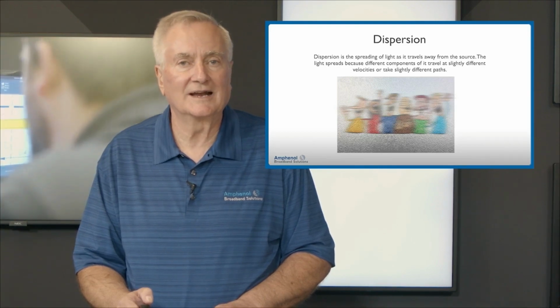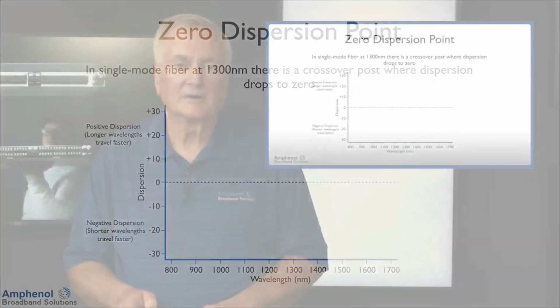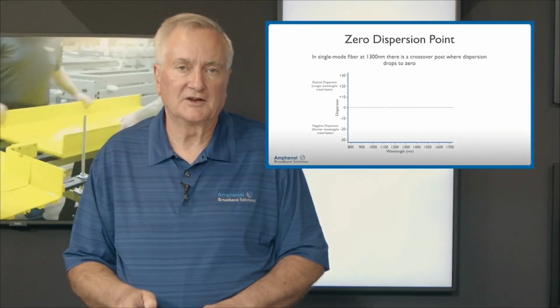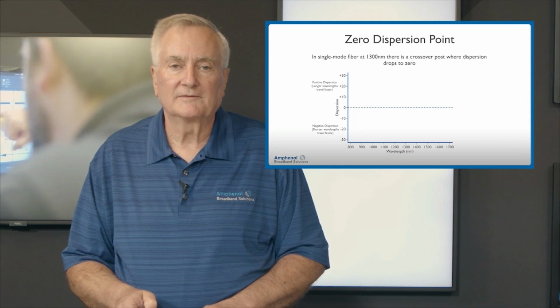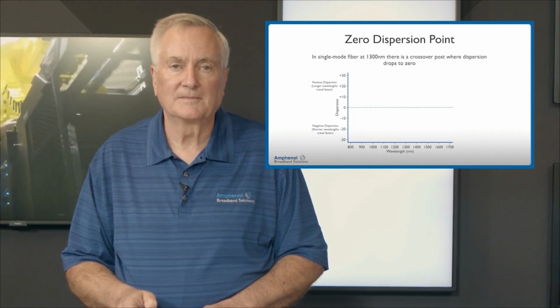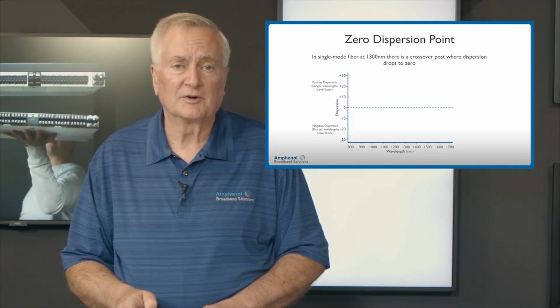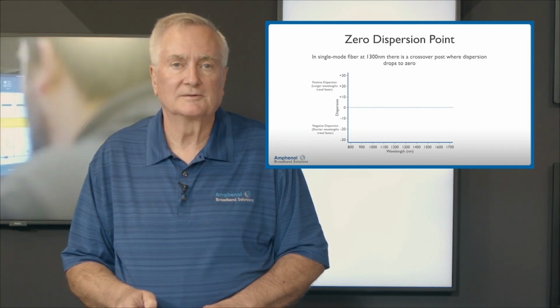So this is where you start getting errors. So let's look at dispersion. We'll actually plot this like we did with the attenuation. Now a little bit different here. We're going from 800 nanometers to 1700 nanometers on the bottom. And on the left, in the center, we have the zero dispersion point, where there is no dispersion.